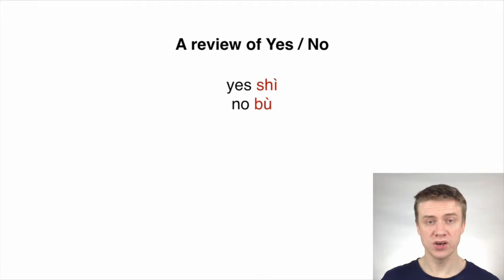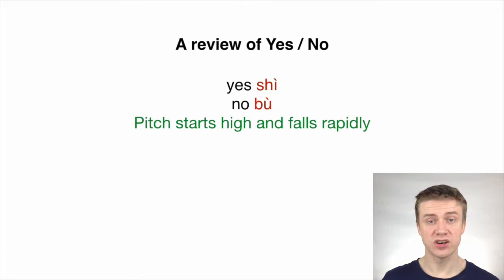How do we know that the tones for these two characters are the same? The mark above the word is the tone, and they are written in the same way. What exactly is a tone? It's a change in pitch. So the changes in pitch are the same for 是, yes, and 不, no. Can you describe the change in pitch? The pitch starts high and falls rapidly.